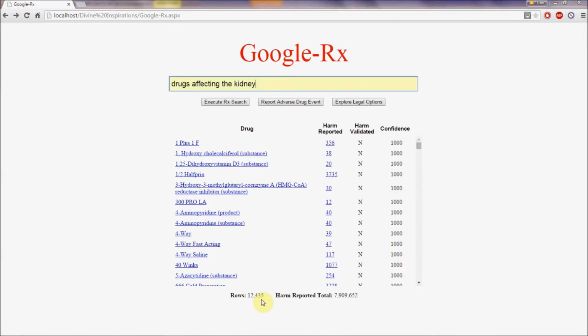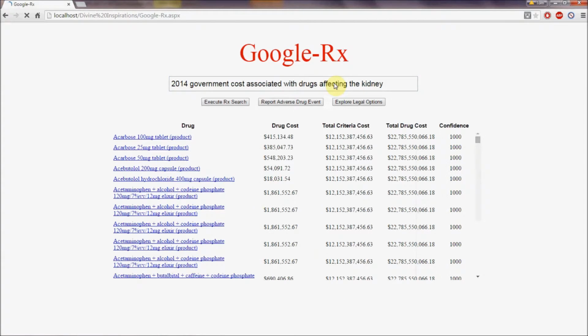Let's now go back and ask, how much did the government spend on drugs affecting the kidney? We can do that as follows. 2014 government cost associated with drugs affecting the kidney. And we see 4,027 rows returned.